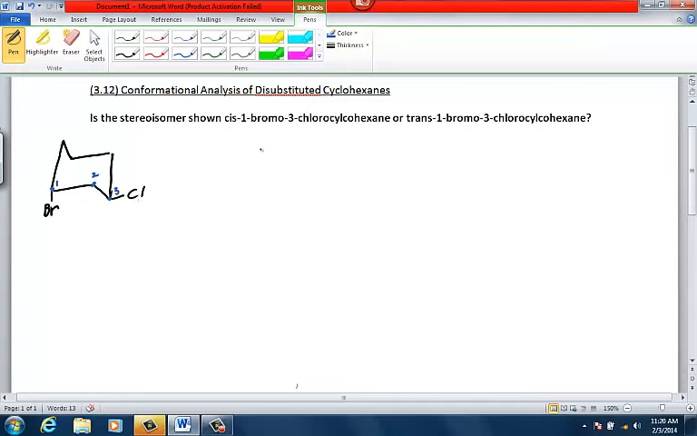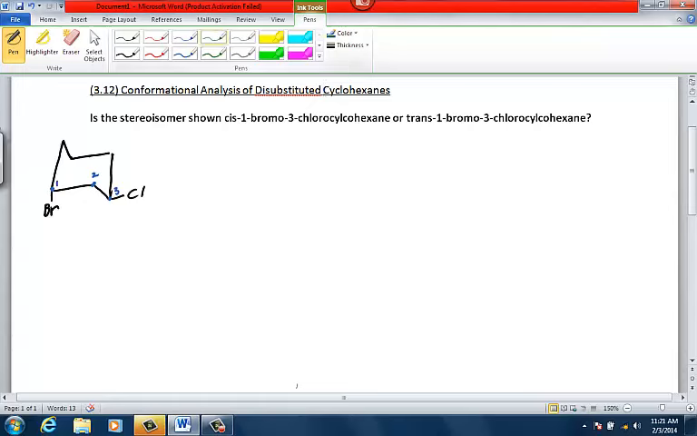So this is 1-bromo-3-chlorocyclohexane. What we want to determine is if it's cis or trans. It's very difficult to determine if these bromines and chlorines are across from each other or on the same side, up versus down, with the chair. There are two ways that I suggest to do it. One is to also show the hydrogens bonded to those carbons.